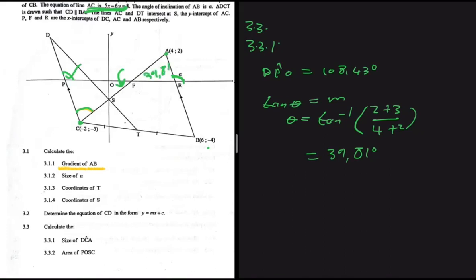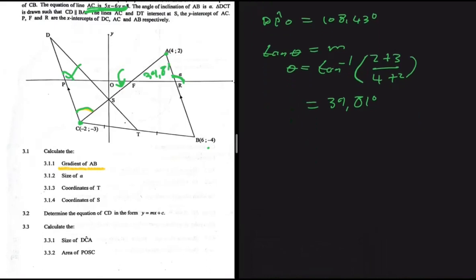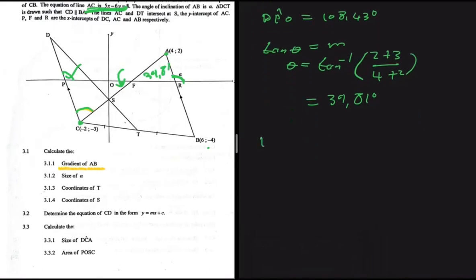39.81. I don't know what I was writing there. So now we can say that angle DPO is equal to angle DCA plus angle PFC, right? And then we're given the reason: the exterior angle of a triangle is equal to the sum of the two opposite interior angles, right? Yeah, the story goes on.